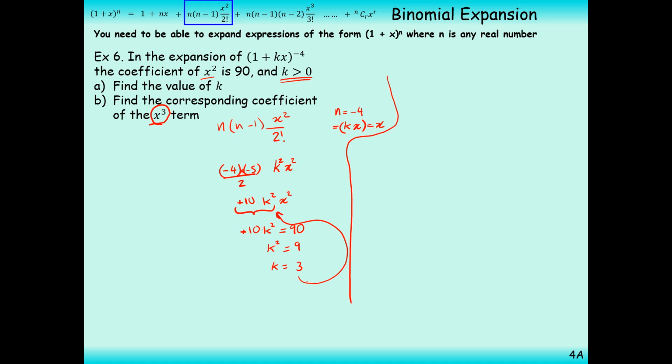For x cubed, we look at this term here, and we need to calculate n times n minus 1 times n minus 2 times k, which is 3x, raised to the power 3, over 3 factorial. Well, when n is minus 4, we'll have minus 4 times minus 5 times minus 6. And 3 cubed is 27. And we'll have 3 factorial, which is 6. So this 6 will cancel away that 6, but leave a minus 1 behind. So we'll have negative 20 times negative 1, which gives 20. So 20 times 27 x cubed. So that's 540.